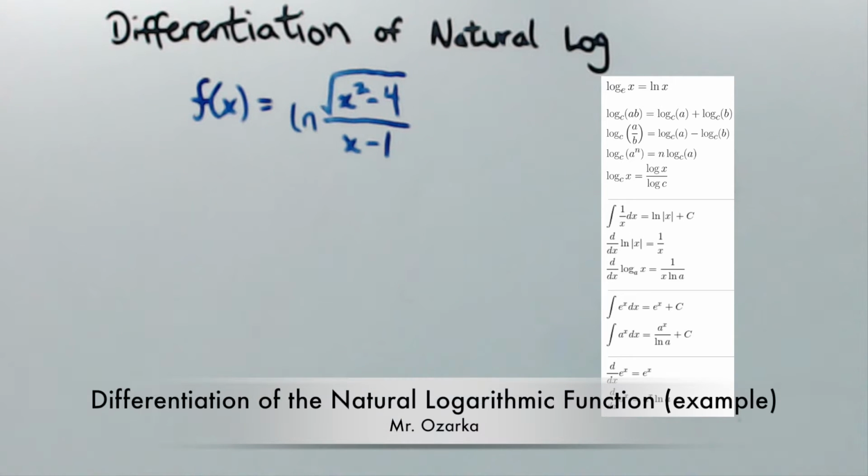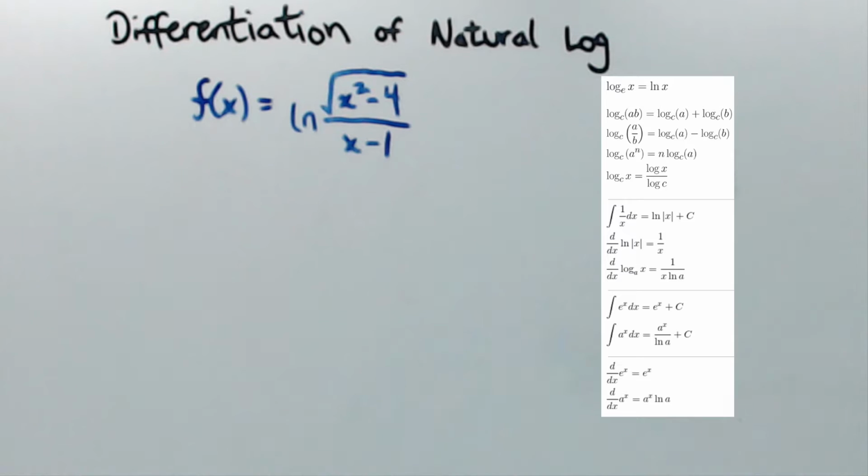Alright, so this is going to be a video about the differentiation of the natural log function. And to show you how to do this, I just have an example problem right here where f of x is equal to the natural log of the square root of x squared minus 4, all over x minus 1.